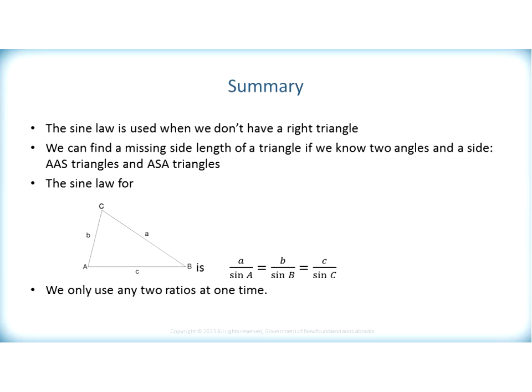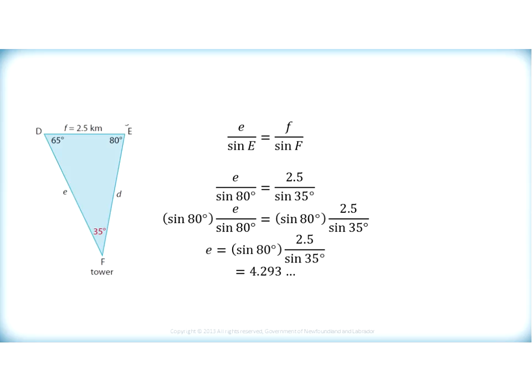Okay, so apologies. That is my answer, right? The distance between Elliot's house and the tower is 4.3 kilometers.